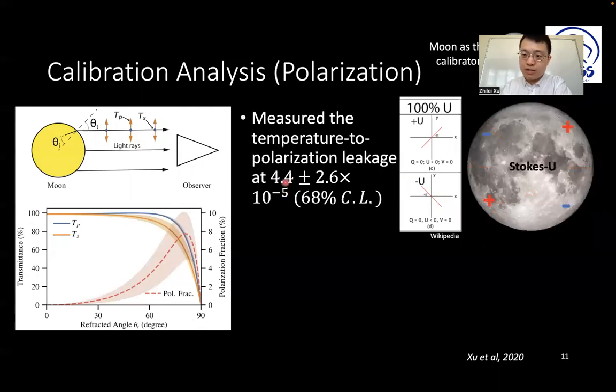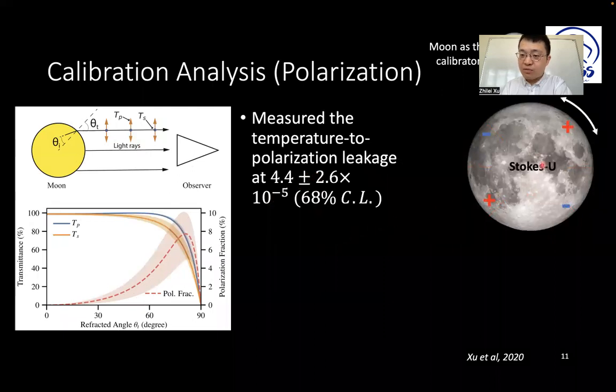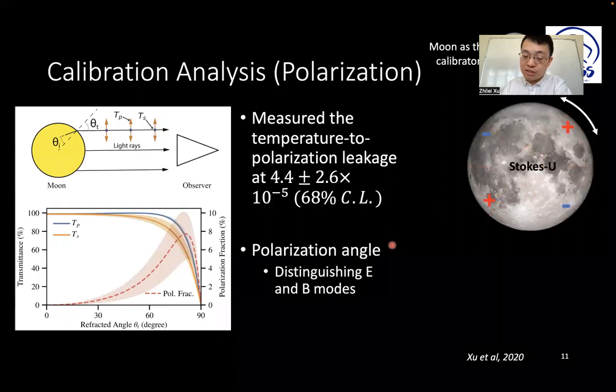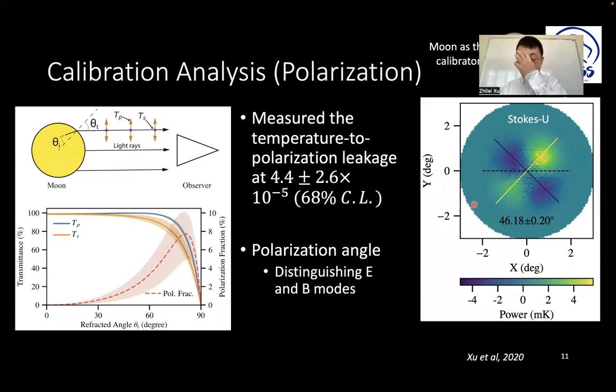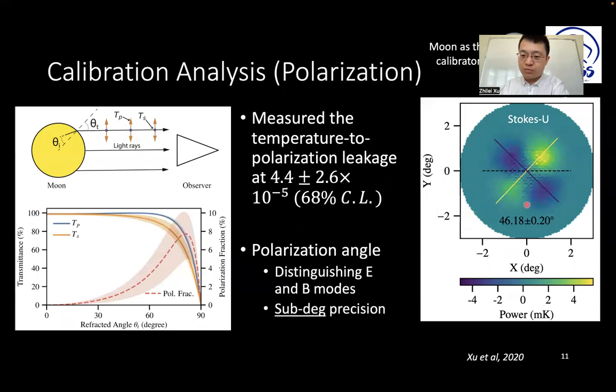Here it is. We constrain it to be 10 to the minus fifth, which is orders of magnitude better than the requirement for CLASS. And then one step further, we can use this quadrupole clocking location to constrain the detector polarization angle to distinguish B mode and E mode. And this is what we did. We stacked these maps together. Here it is. We see the quadrupole pattern, and by bootstrapping, we can reach sub-degree precision with this method. So this is very important for the field to calibrate these instruments.